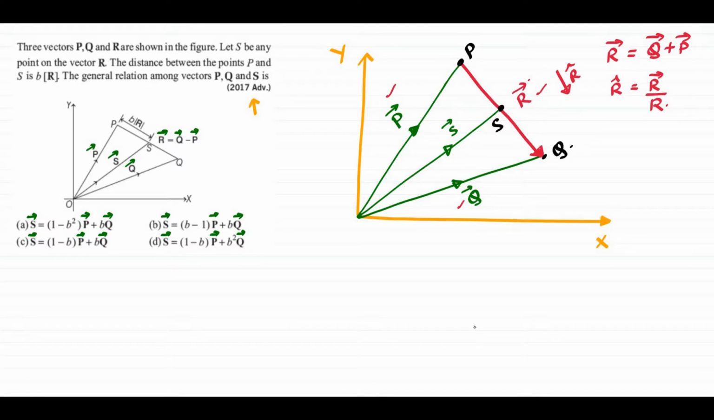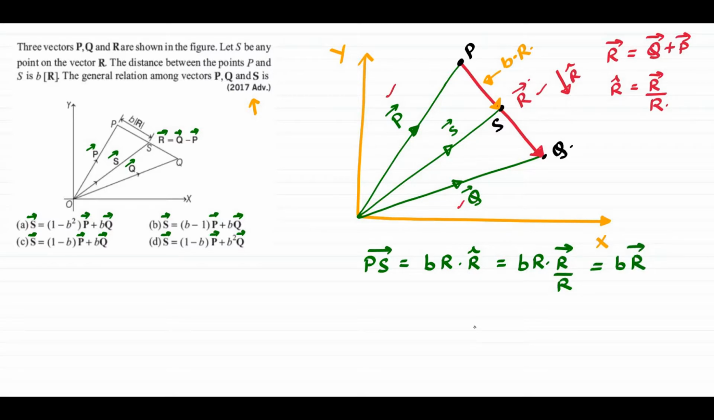Okay. Now the length of this vector, PS vector, is given to us as B into modulus of R. So can I write PS vector in this manner? Please pay attention here. Can I write PS vector as magnitude into unit vector along its direction? If you put the value, so PS vector is BR vector.